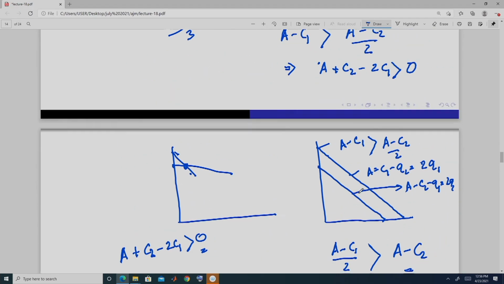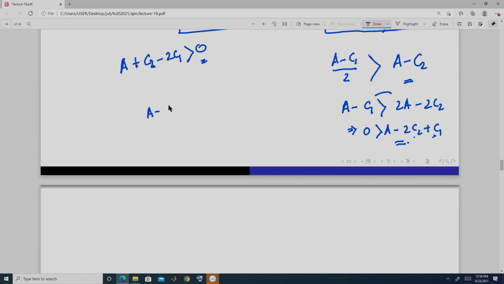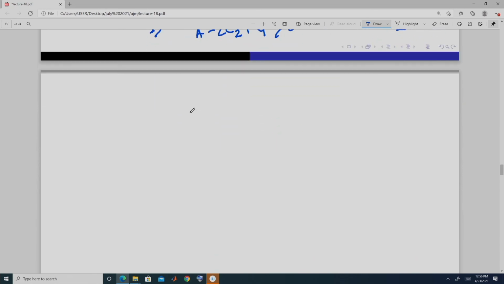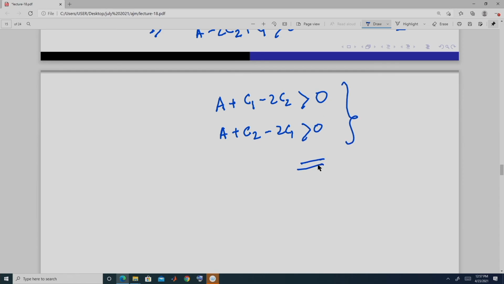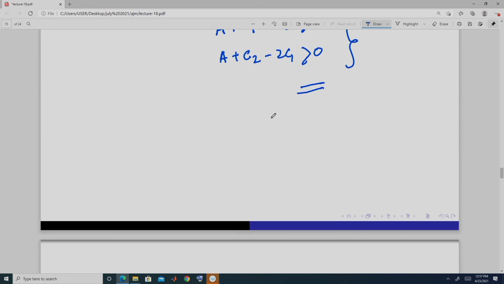So, we will require this, since this may not happen. We require this condition also, that A minus C2 is greater than this. So, this implies A minus 2C2 plus C1 is positive. So, for a solution to exist, we require these two conditions. Then only we will have a pure strategy Nash equilibrium, and the situation will be such that it will be positive. These two conditions will ensure that Q1 is positive and Q2 is positive.